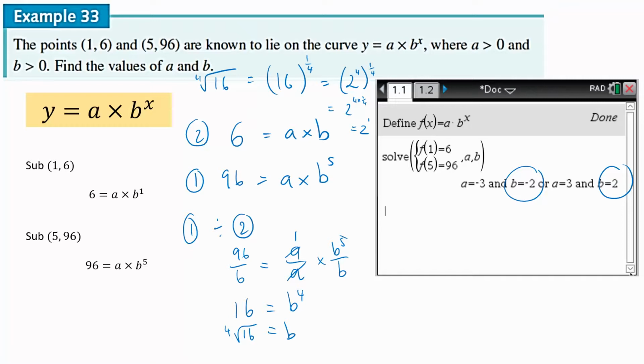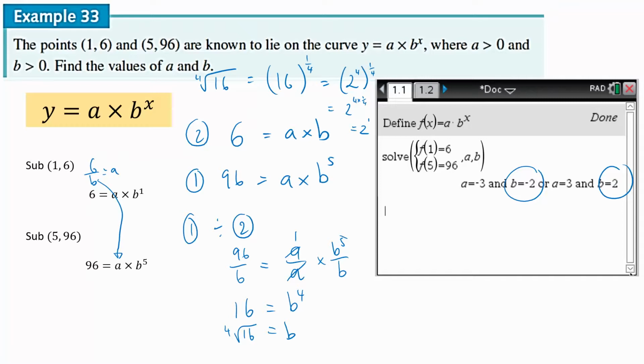Yep, substitution will work as well. If you just rearrange it to write 6 over b equals a, and then substitute this into that, that would work as well. Okay? But I'm just showing you that as the problems get more difficult, the elimination method where you can divide works as well. There's nothing wrong with that.